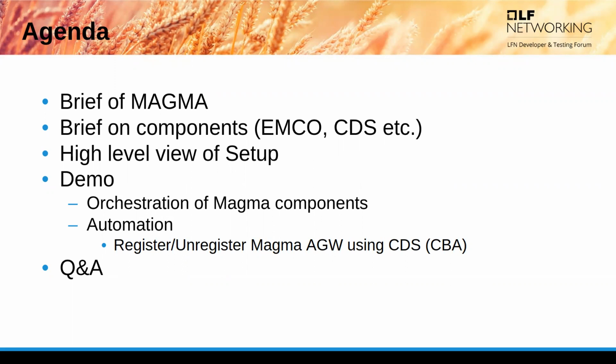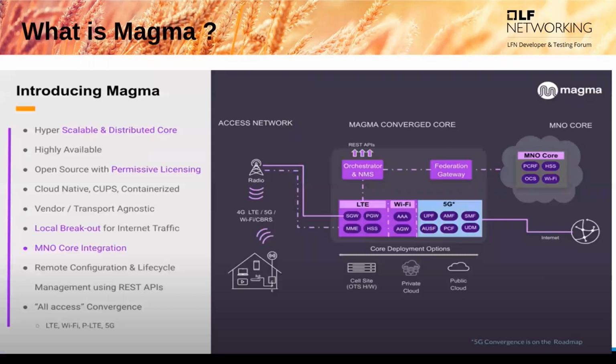So if we go to the next slide, then just for our introduction, Magma is an open source platform that allows you to deploy a 5G core, and primarily it consists of all the 5G components like UPF, AMF, and SMF. It has more than that, but our focus has been primarily on around 5G. It allows you to deploy that in a Kubernetes cluster, and that's what we will be doing as part of the setup. If we go to the next slide.